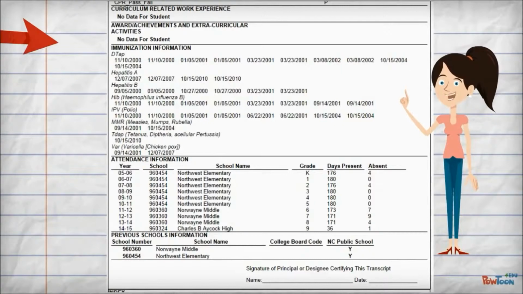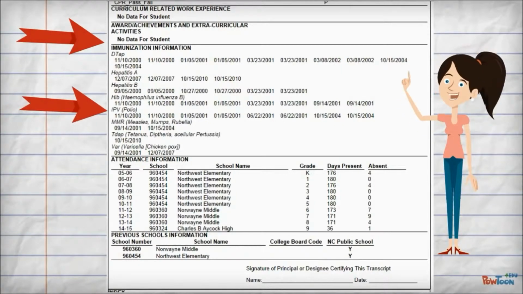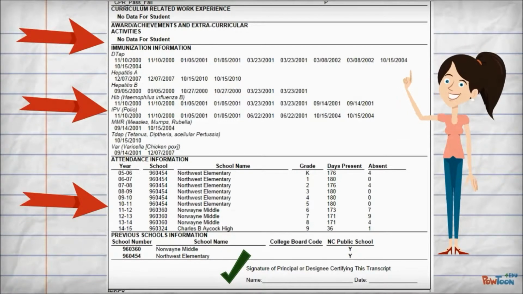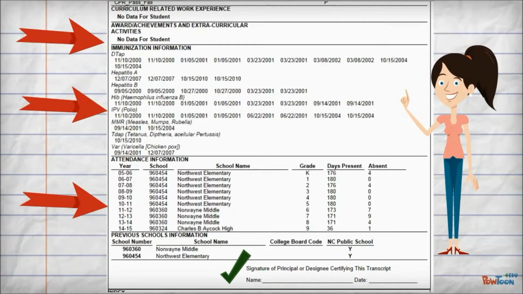The remaining parts of your transcript include several sections. The testing information includes standardized test scores from middle and high school, curriculum-related work experience, awards and achievements. Next is immunization information, which is your shot record, and then your attendance information. Please pay special attention to your attendance information.